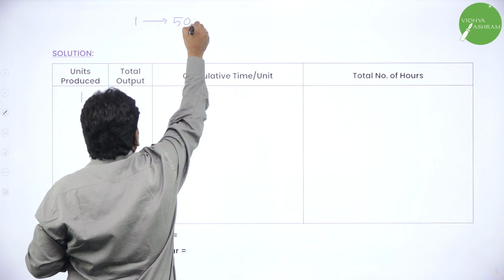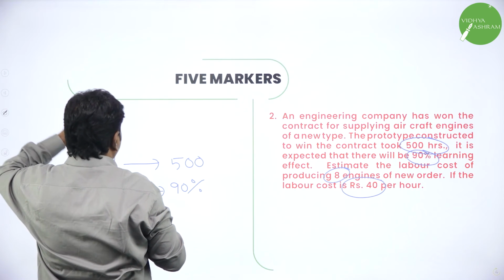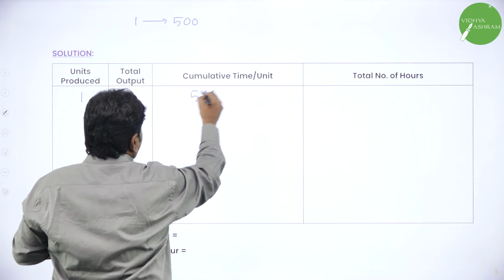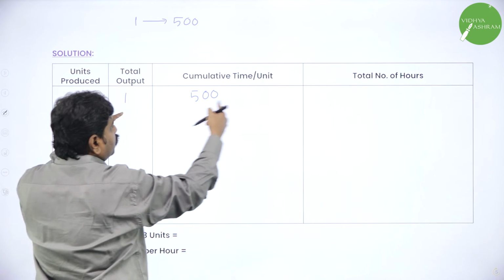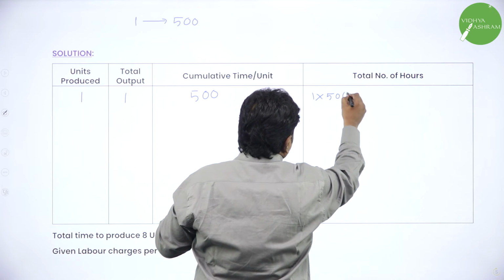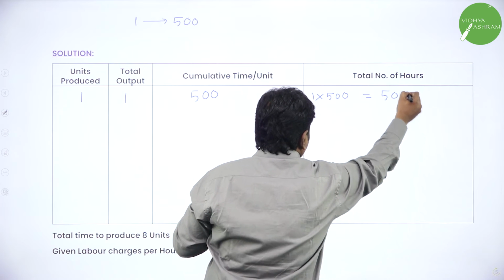When you read the question, in the question they gave time for first unit 500 hours. I am substituting it here. And now 500 into 1, I should multiply these two to put in this column. So 1 into 500 gives you how much? 500. So total number of hours is 500.